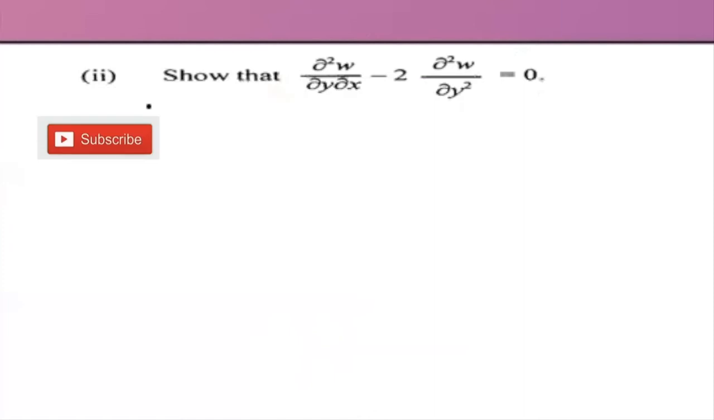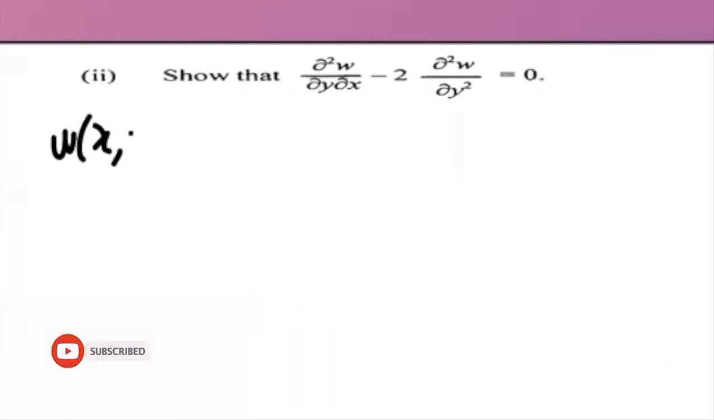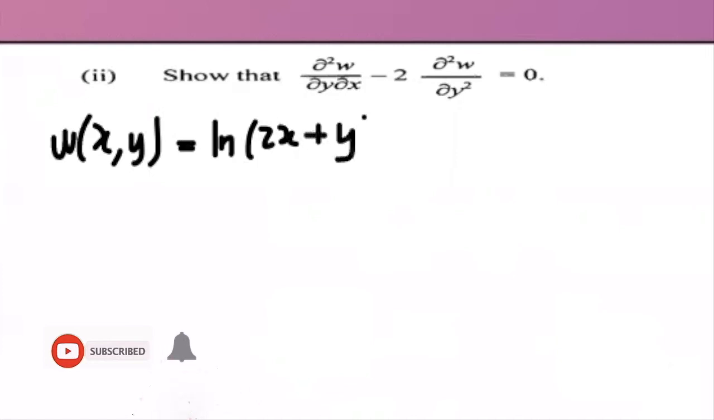Now the next question states, show that the second partial derivative with respect to y and x, minus 2 times the second partial derivative with respect to y. Now, just a reminder, what is w, which is a function of x and y? It's ln, but I'm going to rewrite it as a difference, which is ln|2x + y| minus ln|x - 1|.